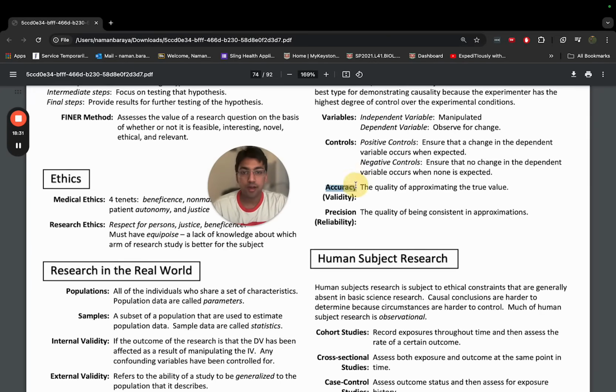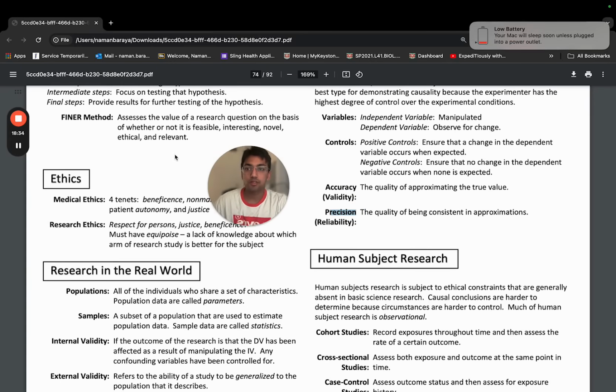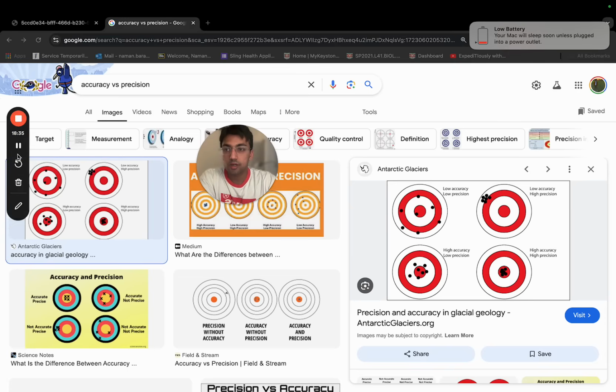Okay, now we have accuracy and precision. I'll show you an image of this. So this is accuracy versus precision. This is also kind of high yield.